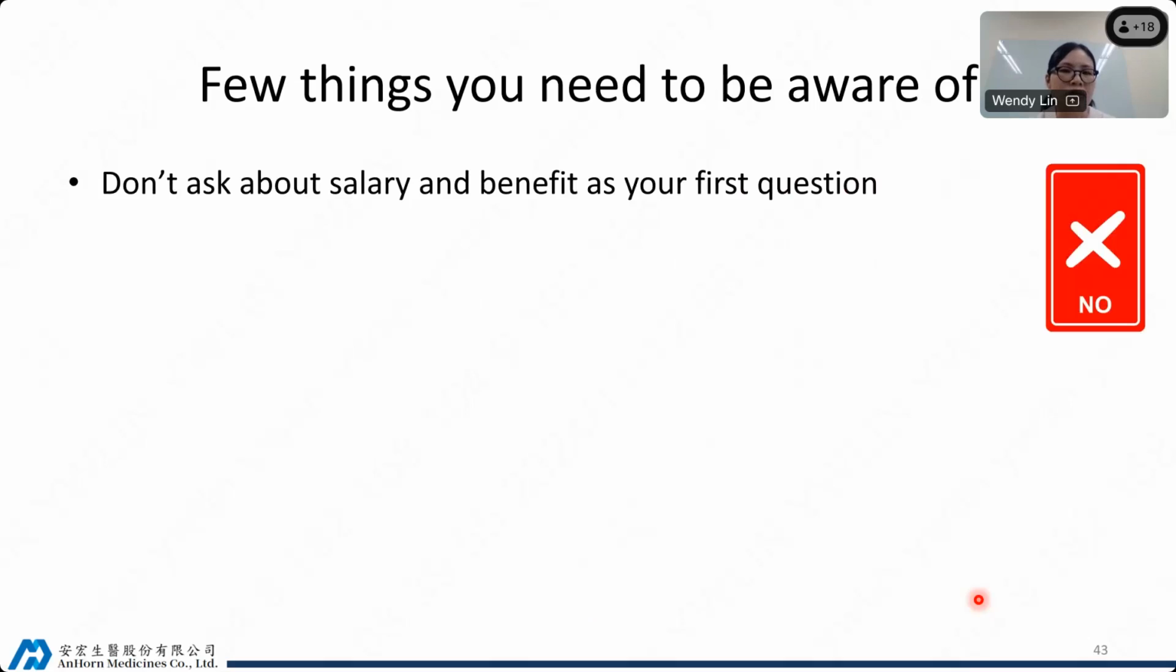And after we have fully understood the work requirements, then when we ask about the salary and benefits, it makes more sense from the hiring manager's perspective. I think that is a basic respect to the hiring team.